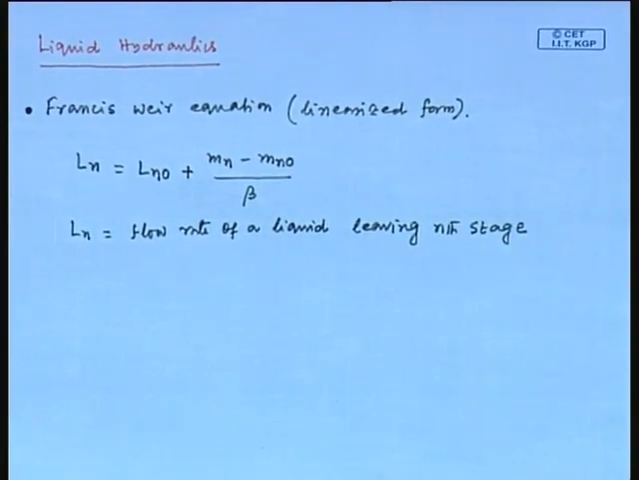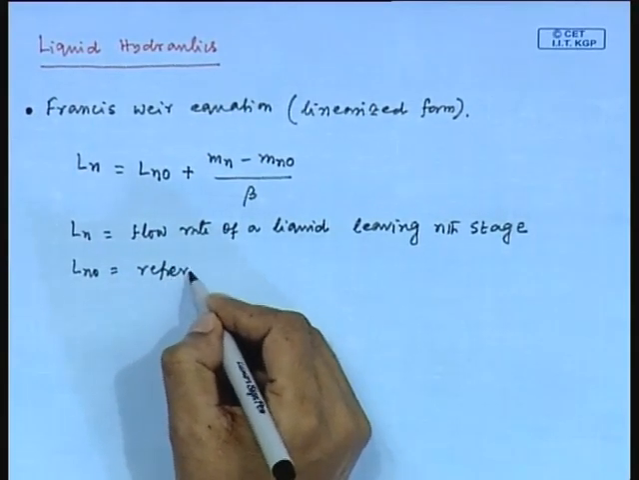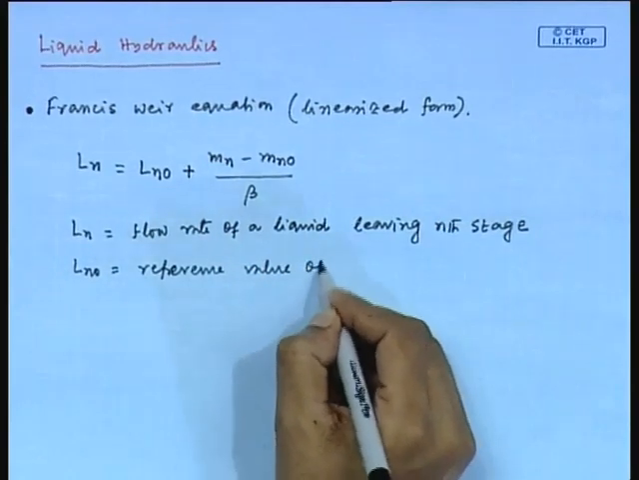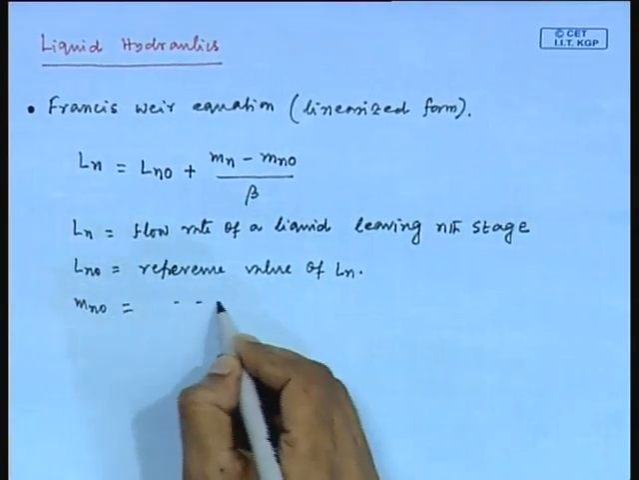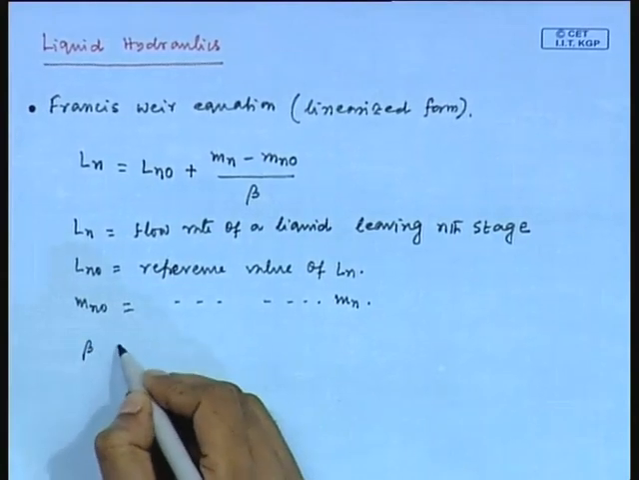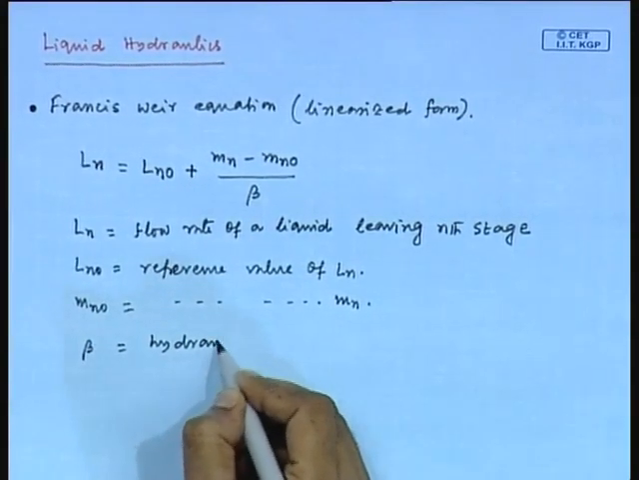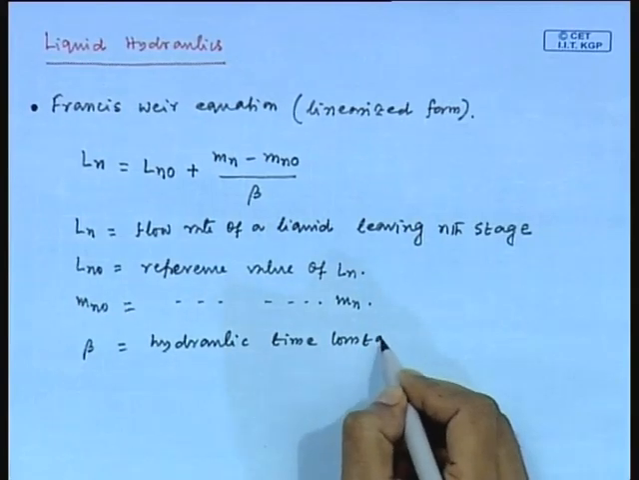Fine. Ln naught is the reference value of Ln. Similarly, Mn naught is the reference value of Mn. Another term is included in the Francis Weir formula, that is beta. Beta is the hydraulic time constant.